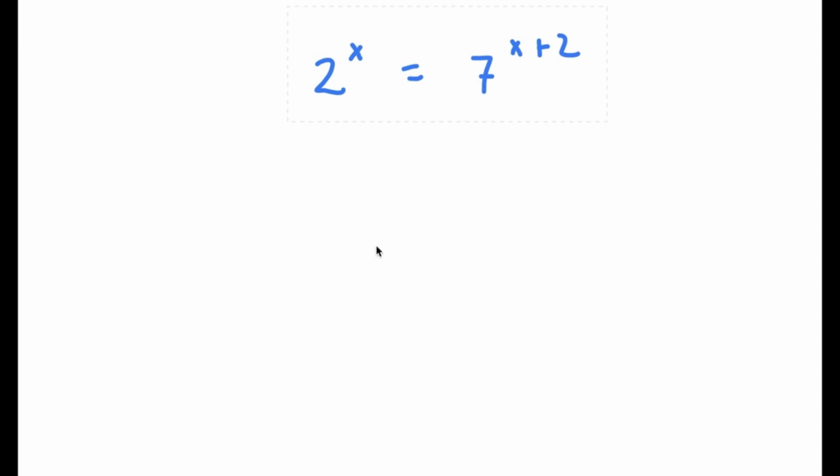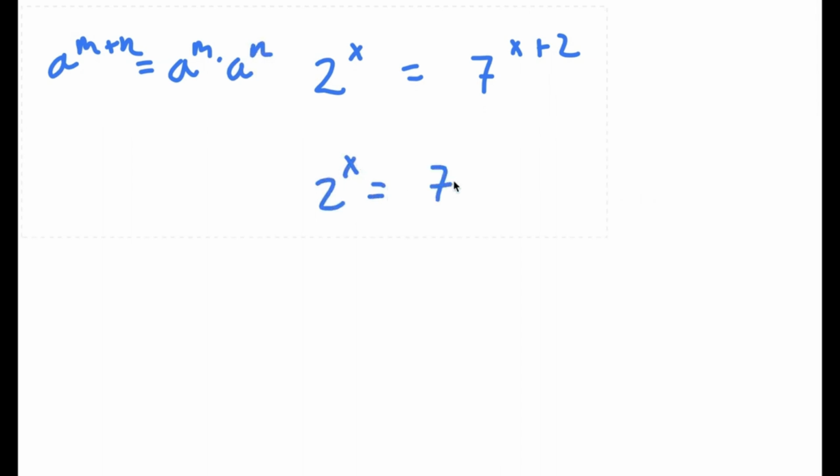Alright, so in this problem, I have 2 to the power of x is equal to 7 to the power of x plus 2. Now, if I have something in the form a to the power of m plus n, this is equal to a to the power of m times a to the power of n. So in this case, 7 to the power of x plus 2, I can write as 7 to the power of x times 7 to the power of 2.